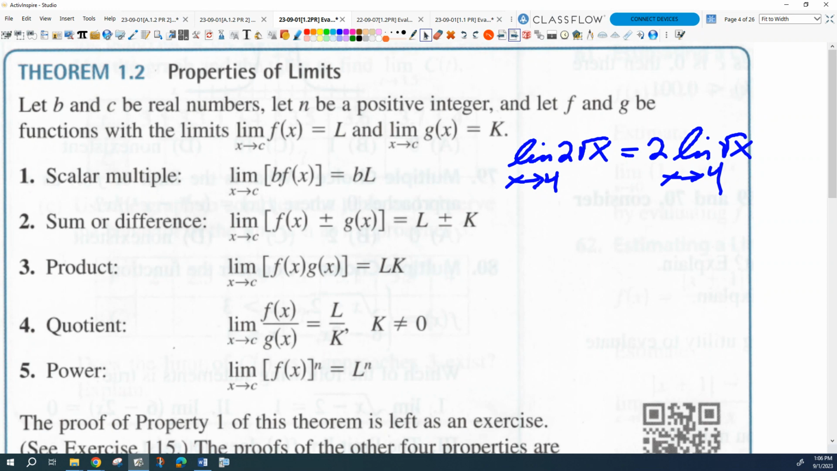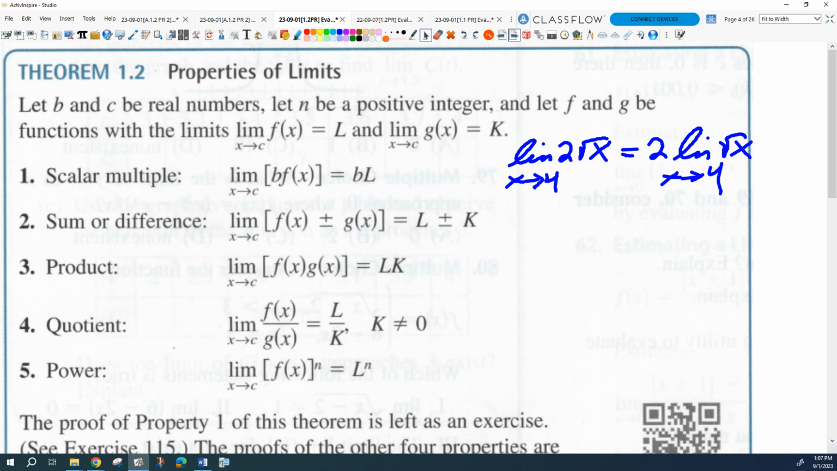So if we're going to make some definitions here, we're going to say, let b and c be real numbers, let n be a positive integer, and let f and g be functions with limits L and K. So in other words, the limit of f of x as x approaches c is L, and the limit of g of x as x approaches c is the number K.